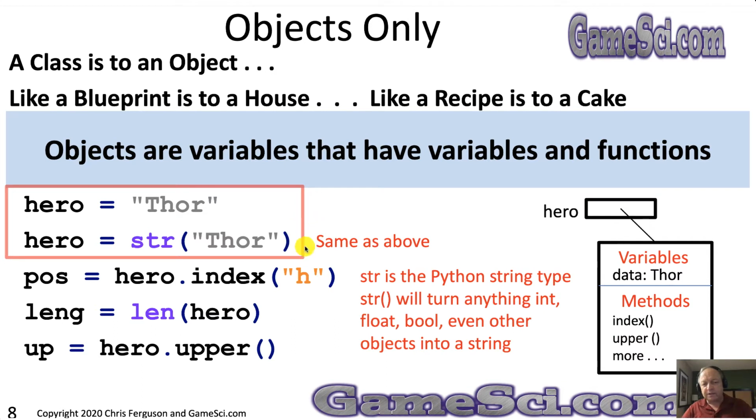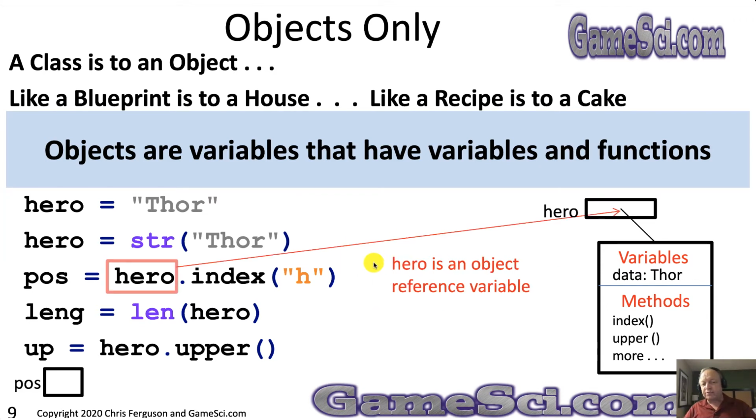Here's a second way to do the same thing as I did there on the line before. Now, Python will automatically build a string object for you, but I wanted to show you something called a constructor. The str, or string class, is used to build string objects. str is the Python string type. This is what in other languages we'd call a constructor. It says build me an str object with the letters Thor in it. Str will turn anything, an int, a float, a boolean, even other objects into a string. This is just a more literal way to do what I did on the line before. But in either case, we end up with a string object containing the letters Thor.